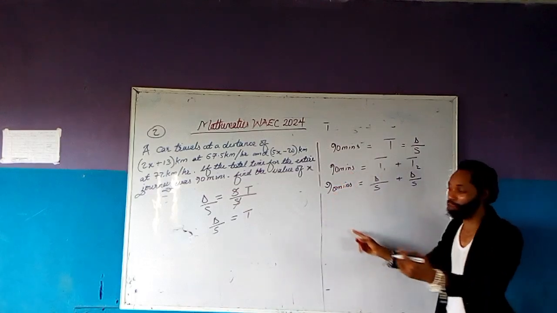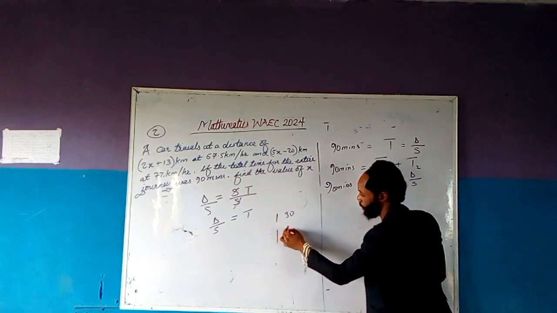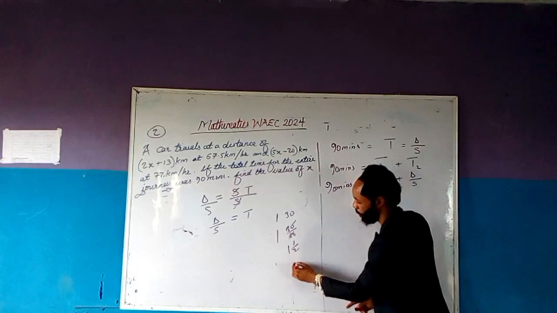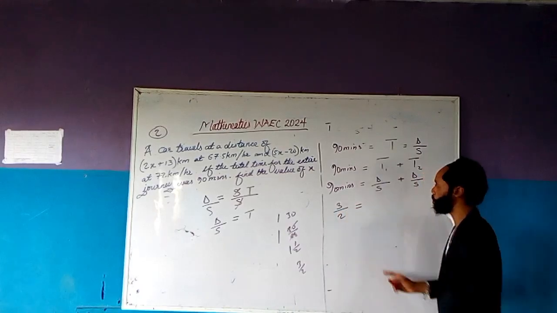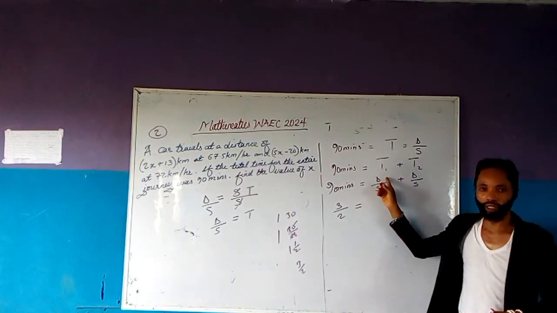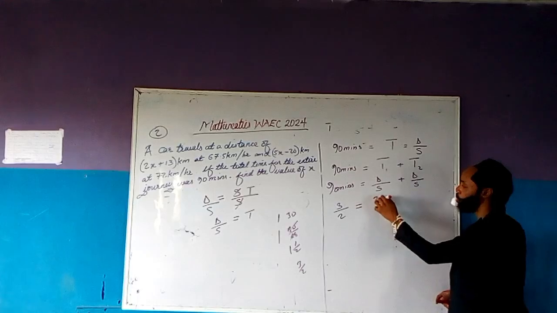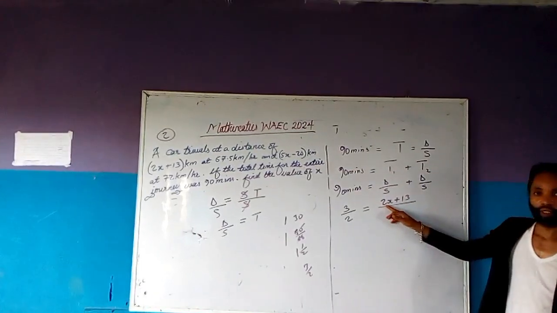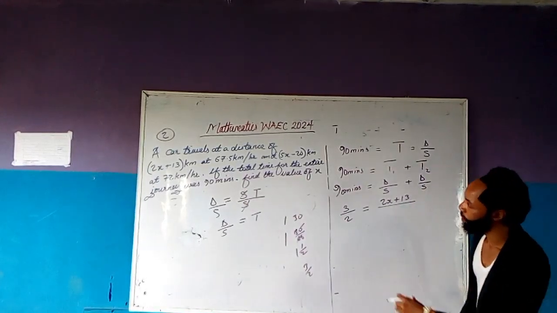Now we can convert 90 minutes to hours: an hour and 30 minutes, which can be seen as 1 plus 30 over 60, which is 1 plus 1 over 2, which is 3 over 2. So I write 3 over 2 equals what is the distance for the first journey? 2x plus 13, over 67.5. What is the speed for the first trip? 67.5.